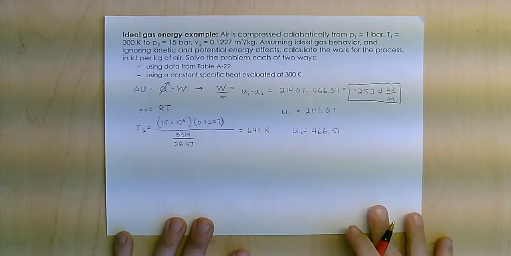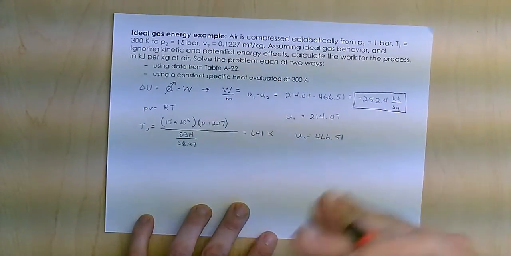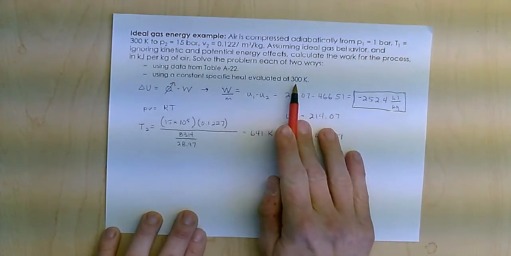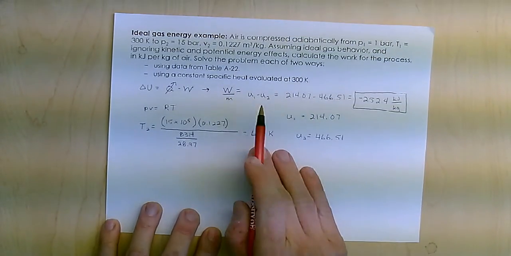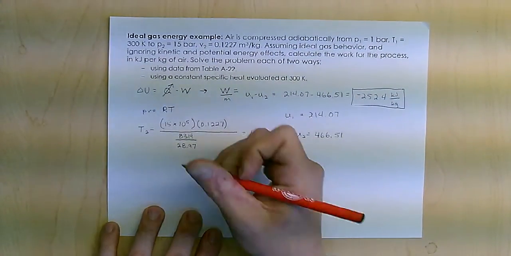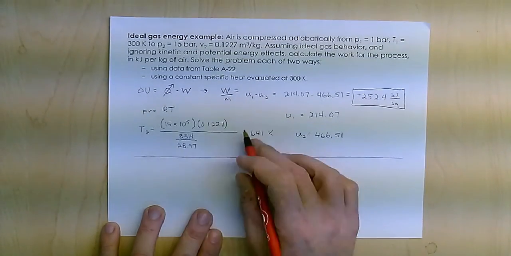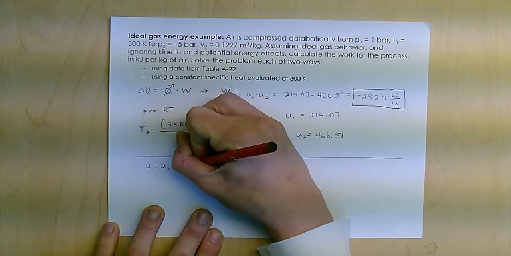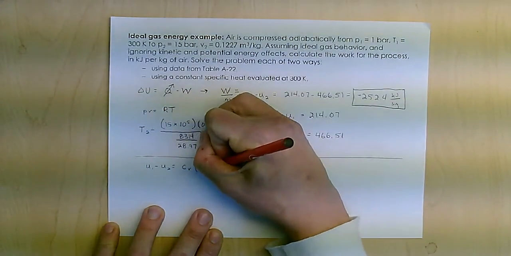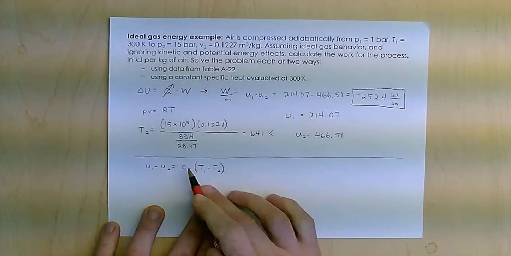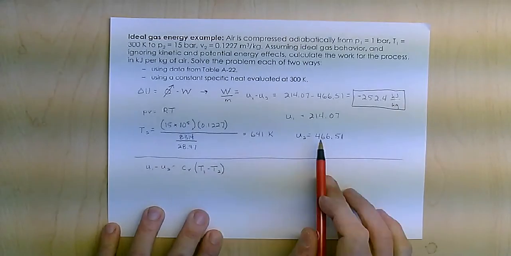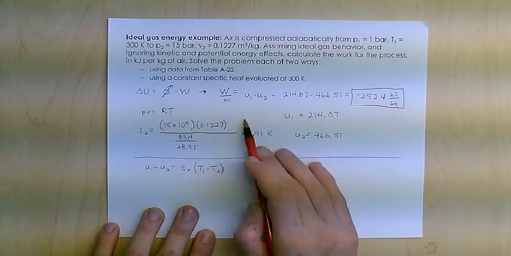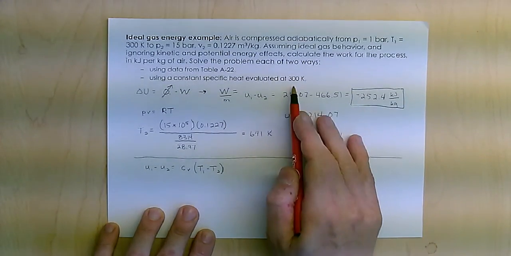I'd rather you use the tables. This is more correct than the way I'm going to do it now, which is stating that we're going to use a constant specific heat evaluated at 300. So to find this second part, maybe I'll draw a line here. I'm going to use U1 minus U2 equals CV times T1 minus T2. Now I know T1 is 300, and I know T2 is 641. I just need to evaluate what CV is at 300 Kelvin.